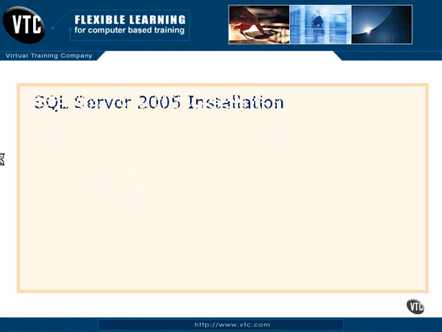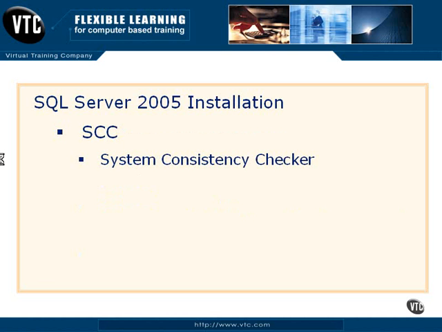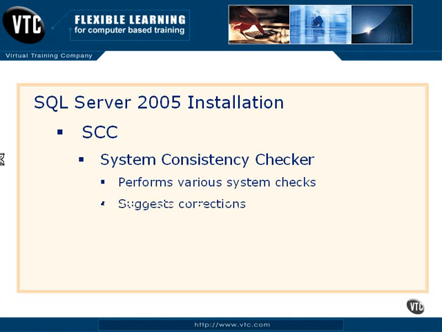Now, something that's really cool that's part of the installation process, and it runs automatically, is the SCC, the System Consistency Checker. What this little guy does is perform various system checks both before the installation starts and periodically during the installation, and it suggests corrections to you. That's its job. Even when you finish a successful installation, you're going to see a report that you can view or save, and it's really cool to save these things and print them later. Then you have some documentation on what really was and wasn't done on your installation. So that's the System Consistency Checker that runs.